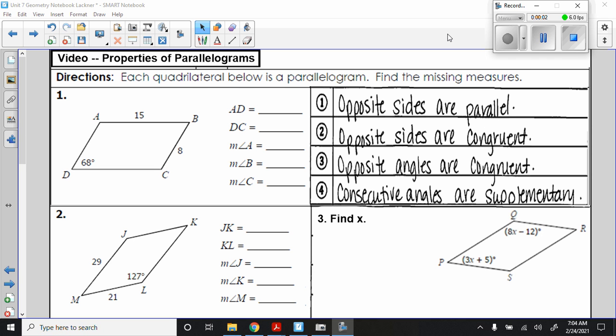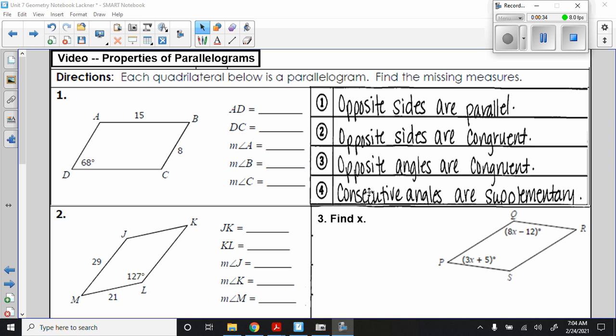All right, let's take a look at the properties of parallelograms. Now that we're done with exterior and interior sums of polygons, we're now focusing on quadrilaterals, which are four-sided shapes. So number one here, I have the very most basic type of question with a parallelogram. A parallelogram kind of looks like a rectangle that's pushed over, leaning.